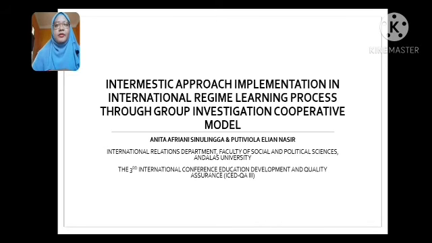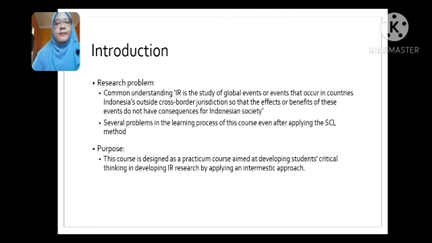Let me introduce myself to you. My name is Anita Afriani, and I'm from the International Relation Department of the Faculty of Political and Social Science, Andalas University. And I'm going to present our research titled Intermestic Approach Implementation in International Regime Learning Process through Group Investigation Cooperative Model.